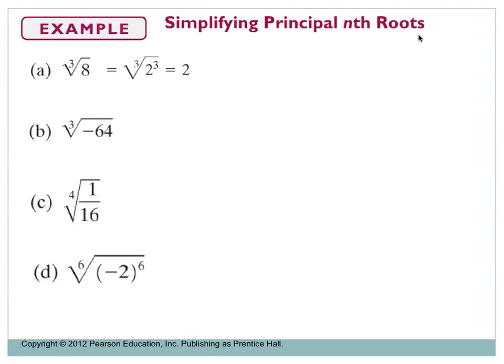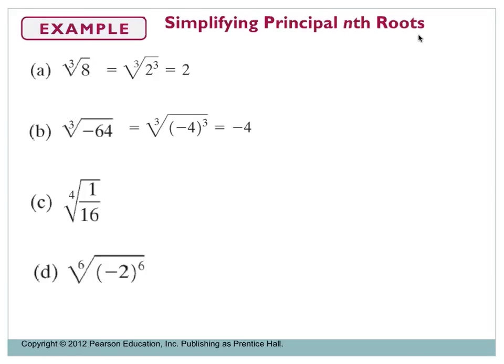For this next one, you have the cube root of negative 64. Now remember, you can have negatives under your radical if you have an odd root. And if you think about it, negative 64 is the same thing as negative 4 to the third power, or just negative 4 times negative 4 times negative 4. So again, the exponent and the root cancel one another out, and you're just left with negative 4.